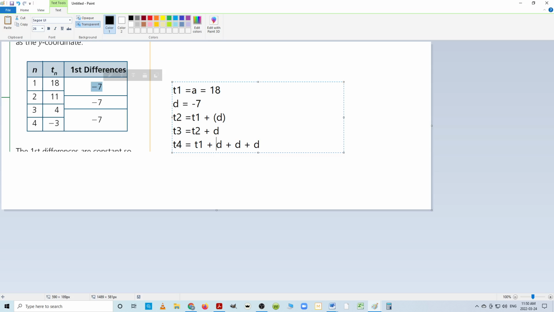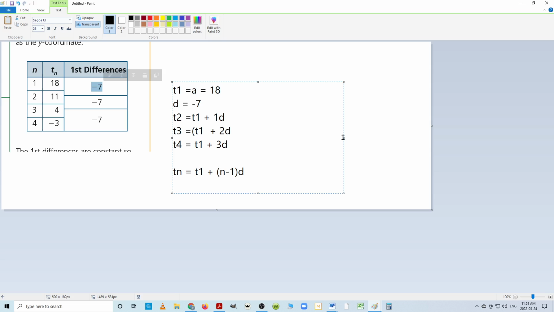How many D's are there? There's 3 D's. What about here? Well, term 3 would be equal to, if I replace term 2 here with the definition up above, term 1 plus 2 D's. Term 2 is clearly term 1 plus 1 D. And I see a pattern. Looking for the fourth term, 3 is 1 less. Looking for the third term, 2 is 1 less. Looking for the second term, I multiply the difference by 1. So I have this formula. Any term I'm looking for, called term n, is equal to the first term plus 1 less than the term I'm looking at times the difference.